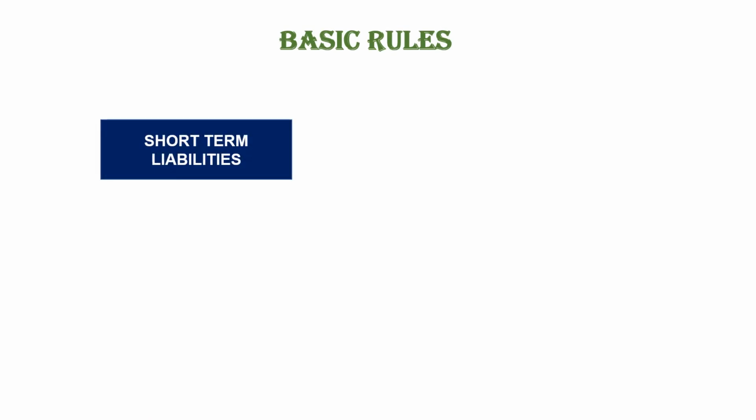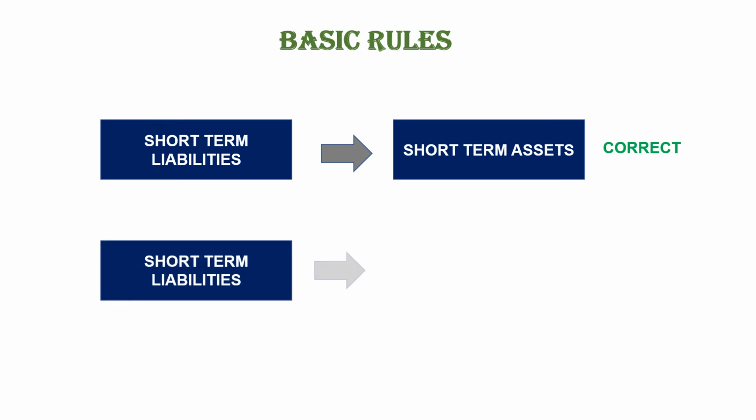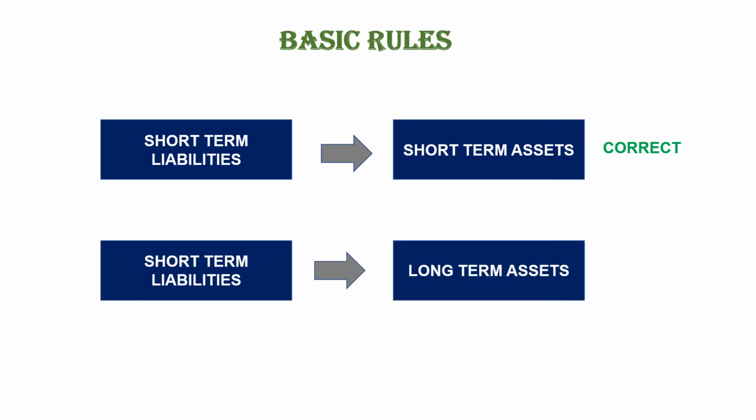Basic rules. Short-term liabilities are those liabilities which are to be paid within 1 year of time period. These short-term liabilities can be diverted into short-term assets. So this will be absolutely correct. Short-term liabilities diverted for long-term assets will go for toss. It's absolutely wrong. Short-term liabilities are to be paid within 1 year.